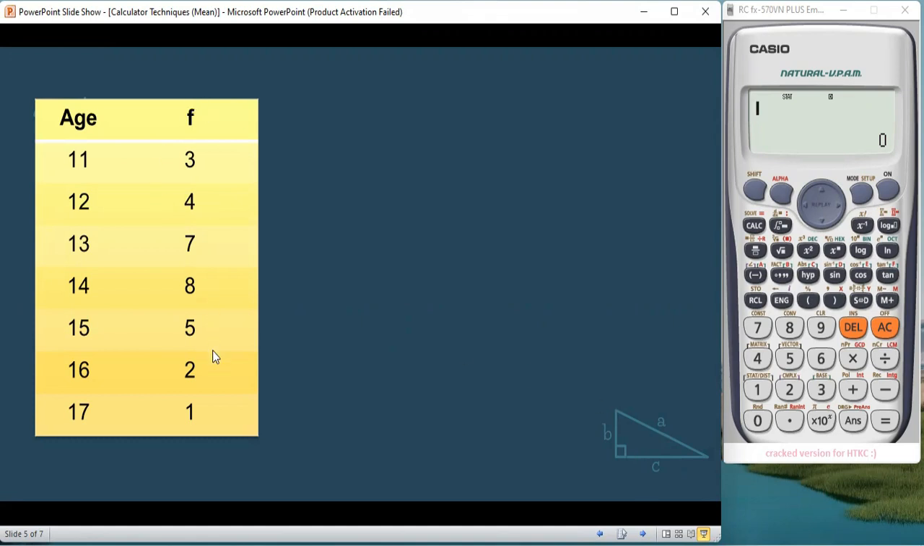And meron lang po siyang frequency. Meaning to say, this is still ungroup. However, this is organized in tabular form. So, papaanuhin naman po natin yan. So, actually, meron po tayong ibang calculator techniques dyan.